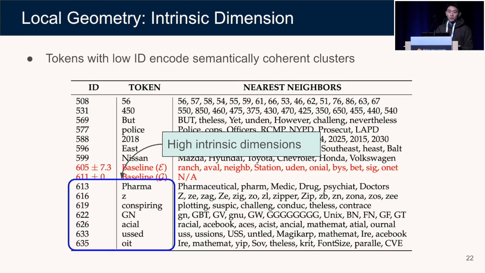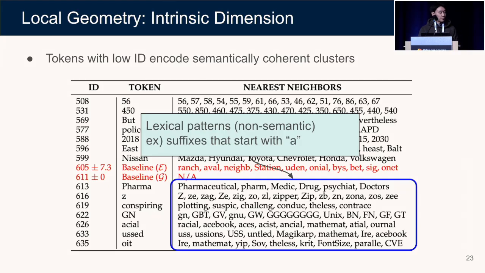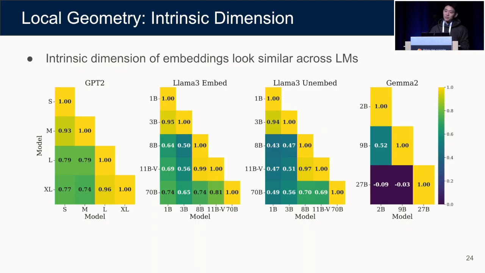Whereas if you look at tokens with high intrinsic dimensions, you no longer see this semantic coherence, but instead you start seeing other lexical patterns. So for instance, for the token Z, you see other tokens that start with Z show up, like Zag, Zig, and Zipper. This token "A" seems to be a suffix that starts with A, and you see other suffixes that start with A show up, like acebook, asys, asist, and so on. And once again, if you compare the distribution of these intrinsic dimensions across models, they end up having high correlations.